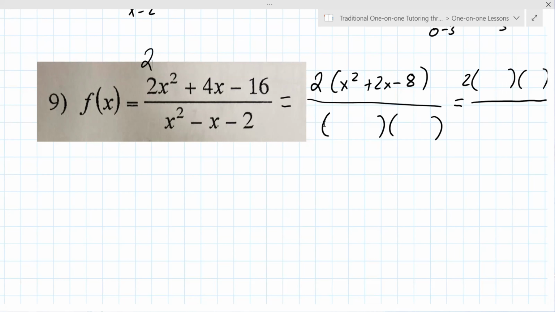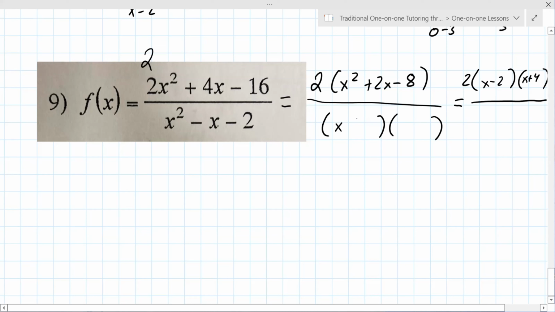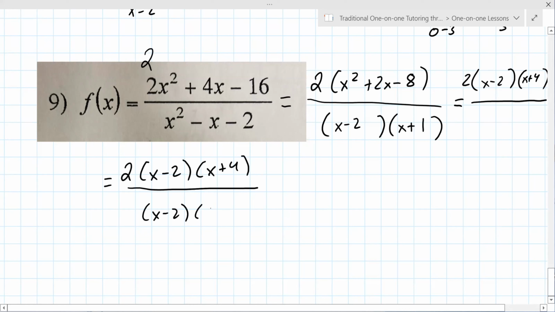So would it be 2 times (x minus 2)(x plus 4) divided by (x minus 2)(x plus 1)? Yeah. Now, this would help here. Do you see how there's matching in the top and the bottom? You should be on the lookout for it. Now, will that always happen? No, it could be not that case, but if you're aware of that, that will help. So that's perfect. Could you next tell me the domain of this?